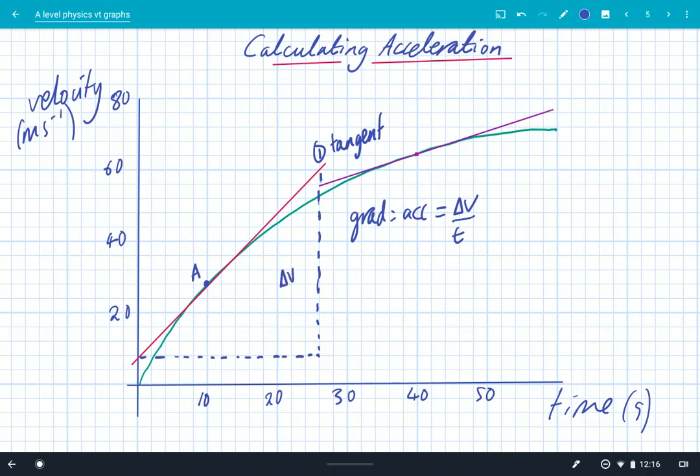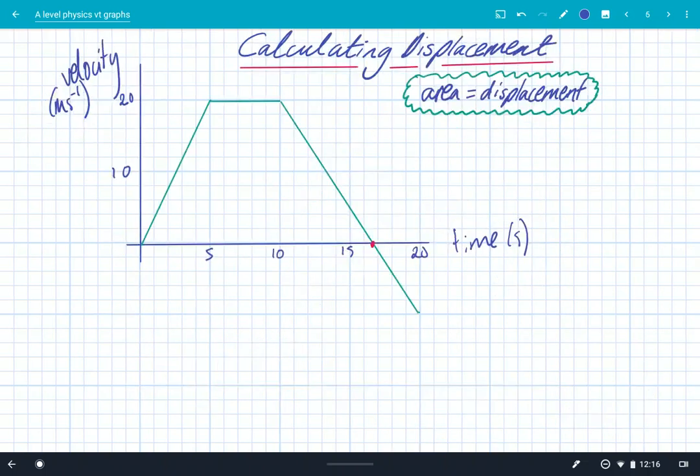The change in velocity here using the scales is 52 meters per second. And the change in time, looking at the scales, is 26 seconds. So we do 52 divided by 26, which is 2 meters per second squared. You could do the same at this point, and you can see that it's a shallower tangent. Therefore, it's going to have a shallower gradient and it's going to have a lower acceleration.